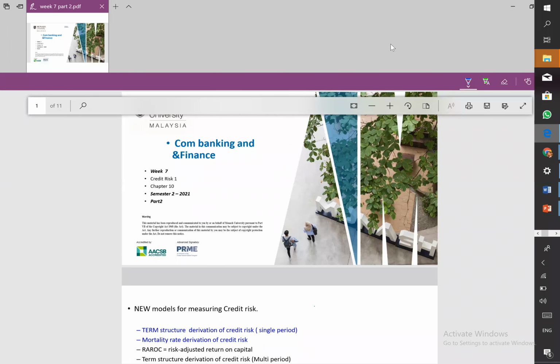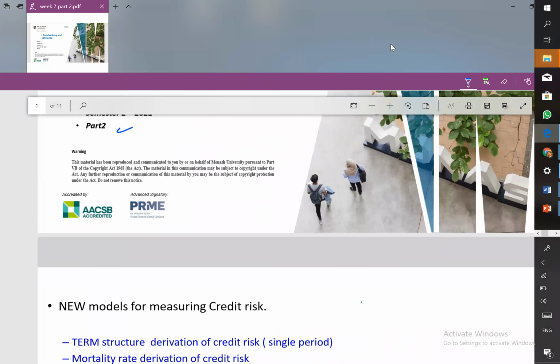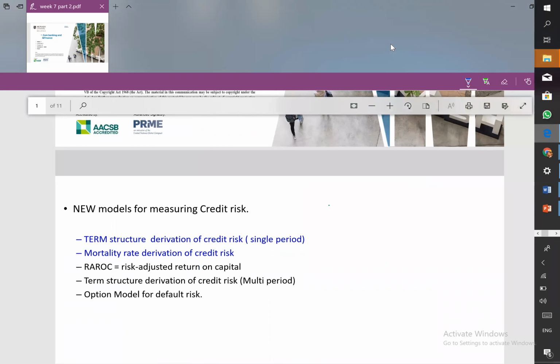Hello everyone, and welcome to BFW 2401. This is part 2 of week 7, and we are continuing with the modeling. So in this part, we will talk about the new models for credit risk.